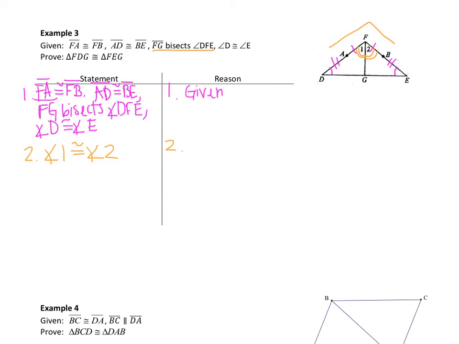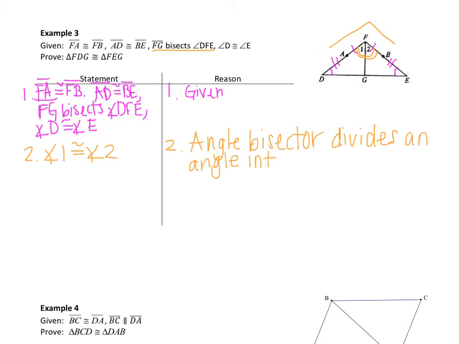So here, angle 1 is congruent to angle 2, and that was because of the fact that we had an angle bisector. It's not enough to just say angle bisector, we actually have to define it. So here we would say angle bisector divides an angle into 2 congruent angles.